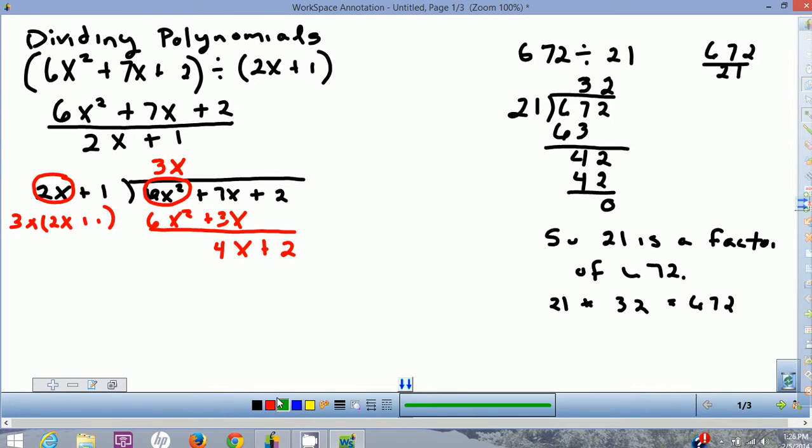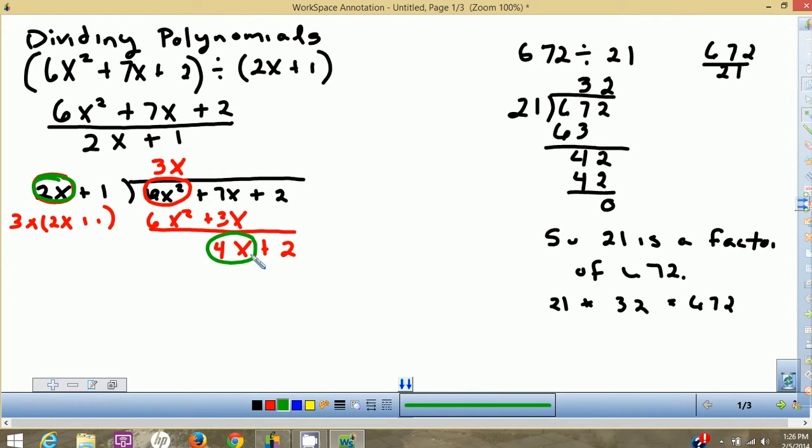Let's ask ourselves, once again, how many times does 2x go into the first term that I still have in my polynomial? So how many times does 2x go into 4x? What would I have to multiply 2x by to get 4x? The answer there is 2. Again, I'm going to write this down out here to the side. I think it makes the multiplication easier to do here. So 2 times 2x is 4x, and 2 times 1 is 2. So I have multiplied that, and the next step is to subtract. And I got 0 for a remainder.